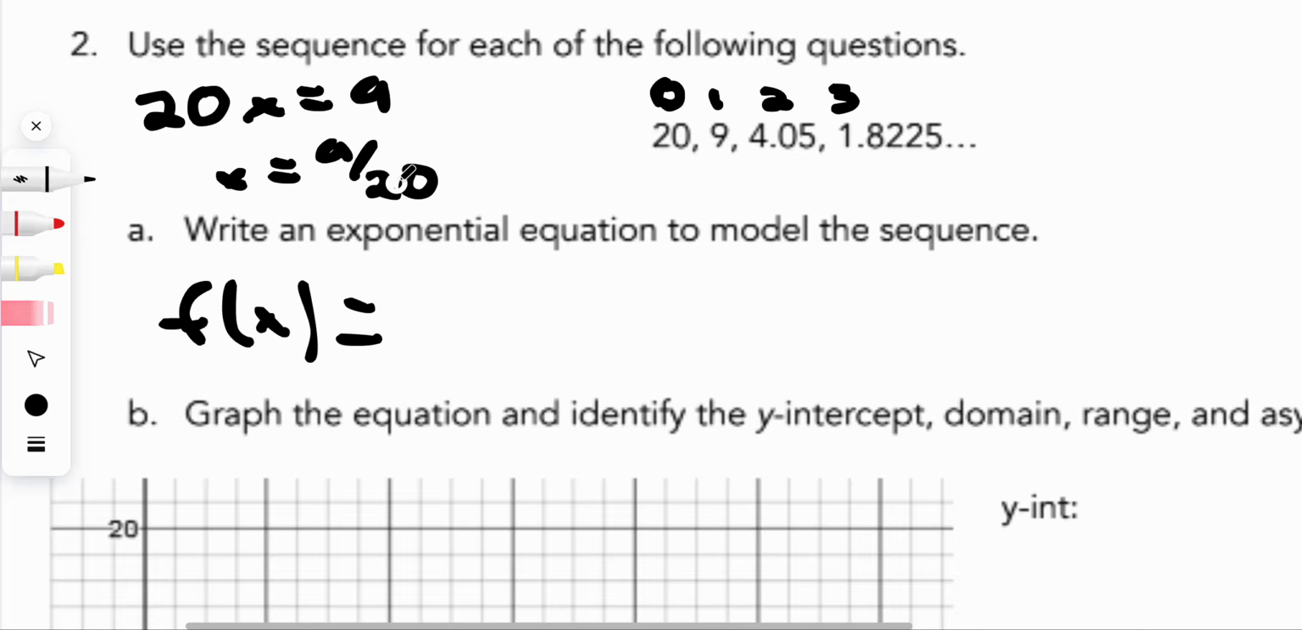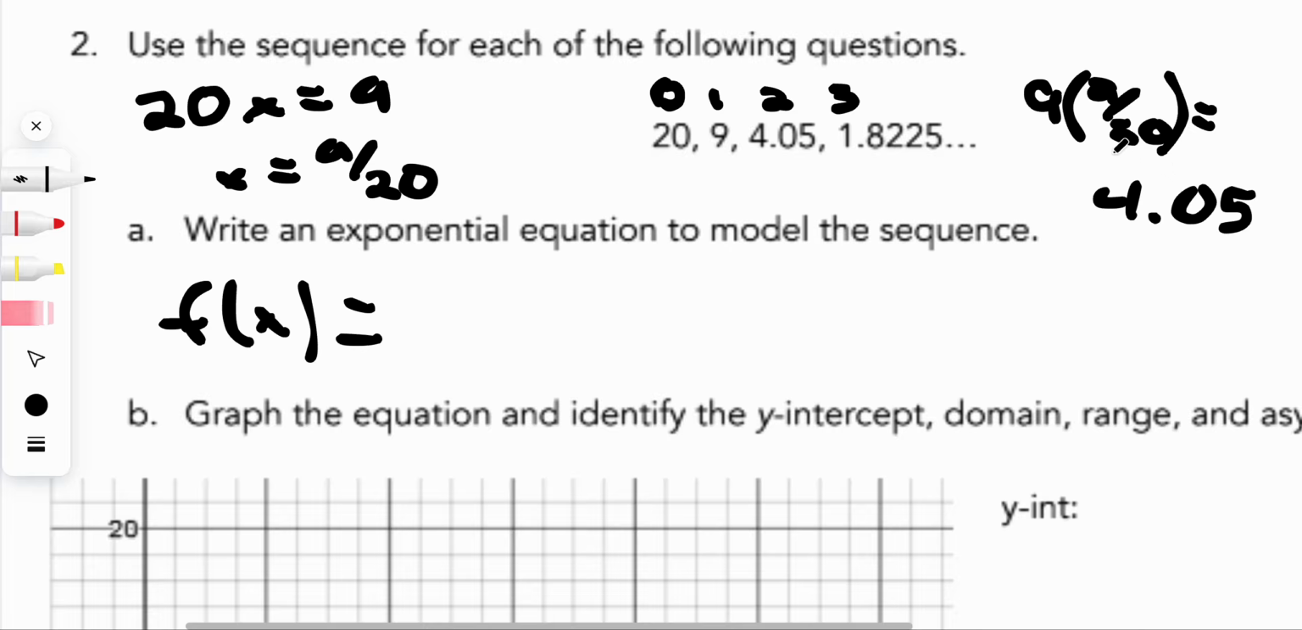Now, let's do this again. If this is our decay rate, 9 over 20, if we multiply 9 times 9 over 20, we should hypothetically get 4.05, which makes sense because we'll have 81 over 20, so we get 4 and then 1/20. We could do that again. If you bring out your calculators and multiply 4.05 by 9 over 20, you should get 1.8225. So this is our decay rate: 9 over 20 to the x power. You could also use the decimal.